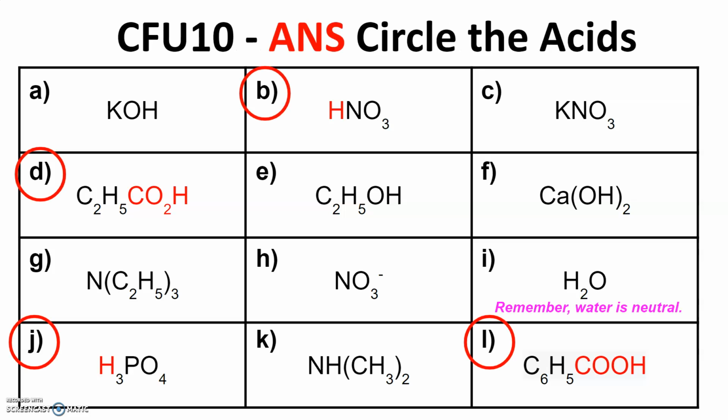Okay, so here are all the acids. And the one that you want to watch out for, of course, is water. Remember, even though there's an H in the front, water is neutral. B and J both have H's in the front, so they're acids. And then D and L have a COOH in the back, so they're acids. The rest of them are not acids.